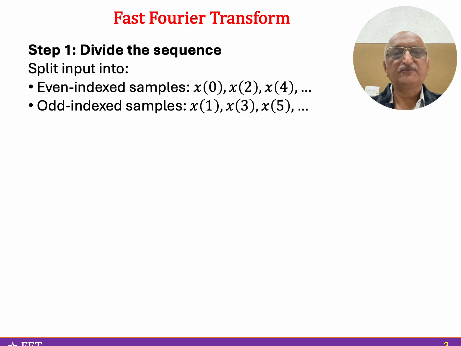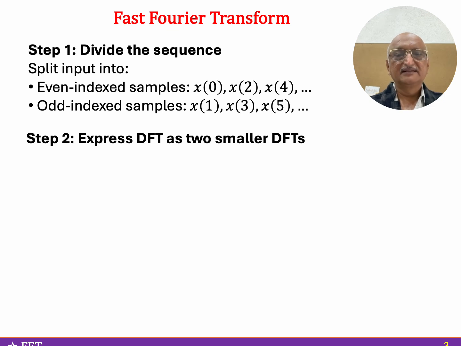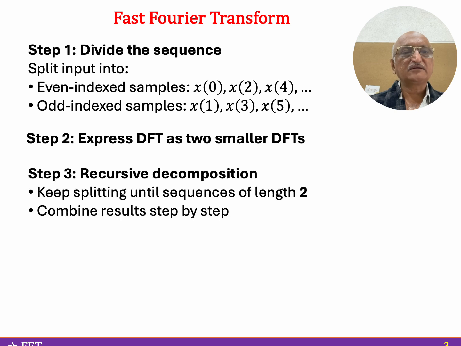So the algorithm for implementation of FFT involves, first, we divide the sequence into two parts, even index sequence separately, odd index sequences separately. And this procedure of decomposition continues. So we express DFT as two smaller DFTs. Each decomposed sequence DFT is calculated. Now this procedure of recursive decomposition continues till the length of the sequence becomes 2, and then it combines the results step by step.